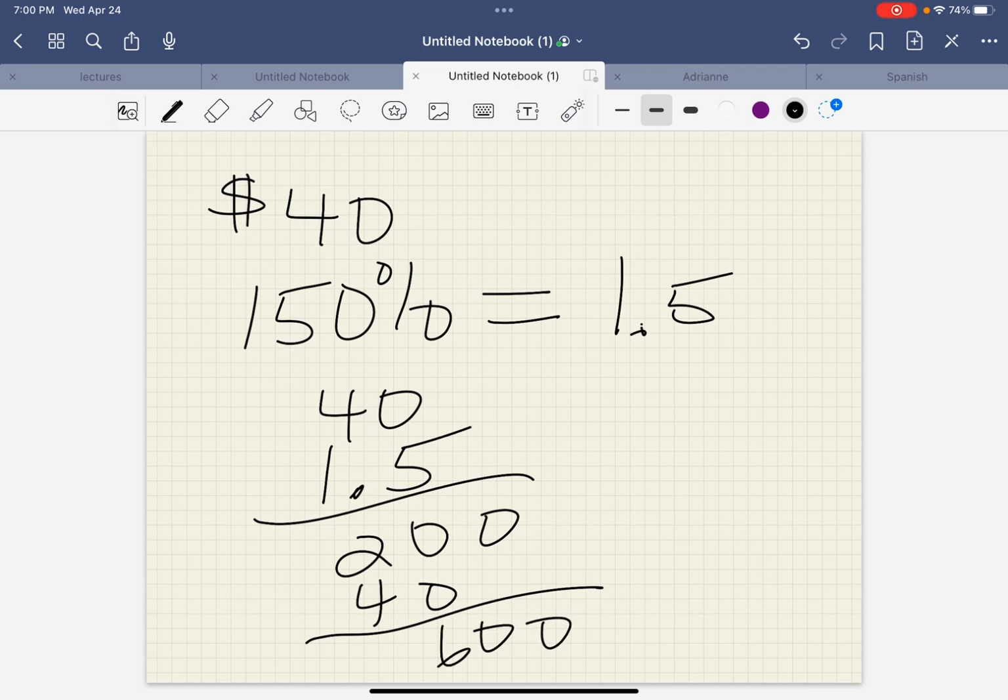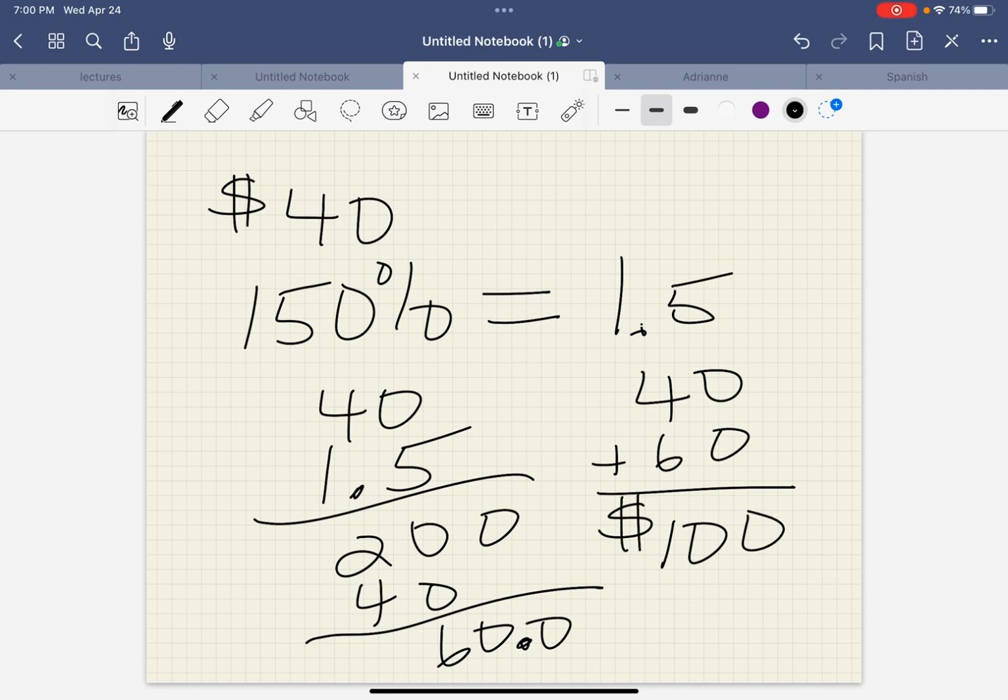So he would mark it up $60. Okay, so then in order to find the price of the dress, we take the original price plus add the markup to it. So each dress would cost $100. Okay, that's one way to do it.